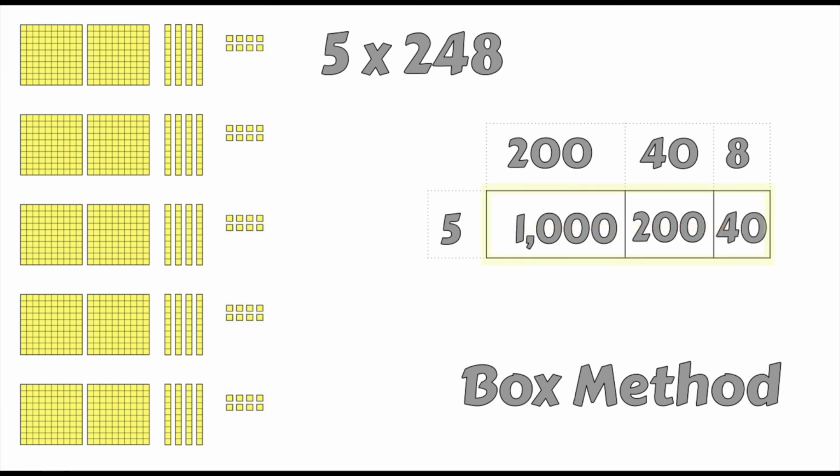So now I just need to combine all of these partial products together in order to solve for the total answer. 1,000 plus 200 is 1,200, plus the 40 is 1,240.